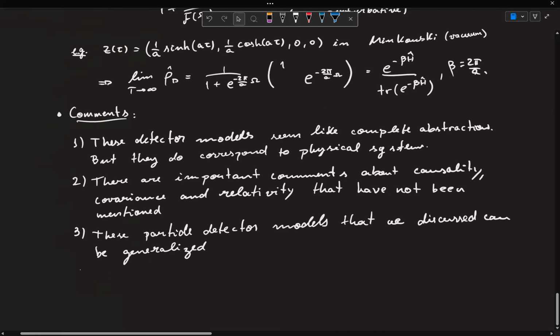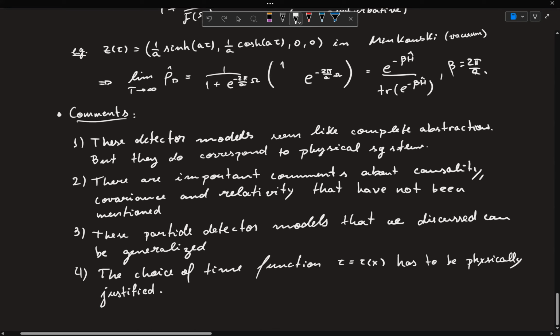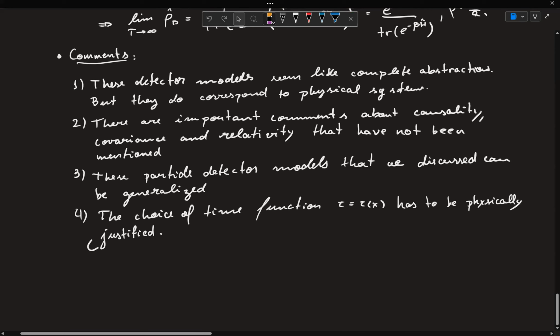And four, the choice of time function tau of x has to be physically justified. I can't just pick the parameter at my own will. So that's what I have to say about it.